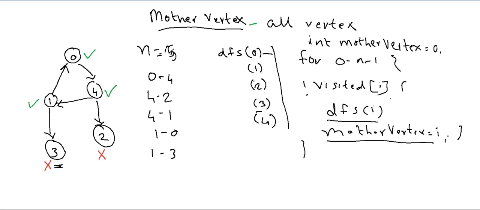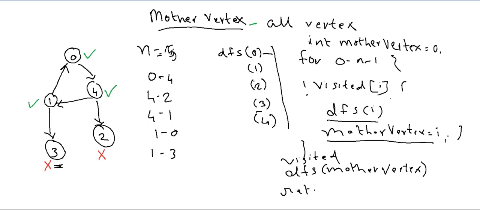After we are done with this, we will do one final DFS on mother vertex. We'll reset the visited array to false, and then we will do the final DFS on mother vertex, and then we're gonna check to see if all the vertices are truly visited from this mother vertex, and then we're gonna return this mother vertex. So at the end we're gonna return mother vertex. I'm going to write the full code for this.